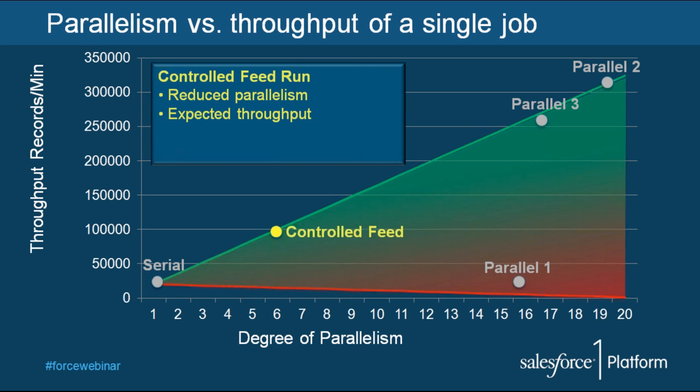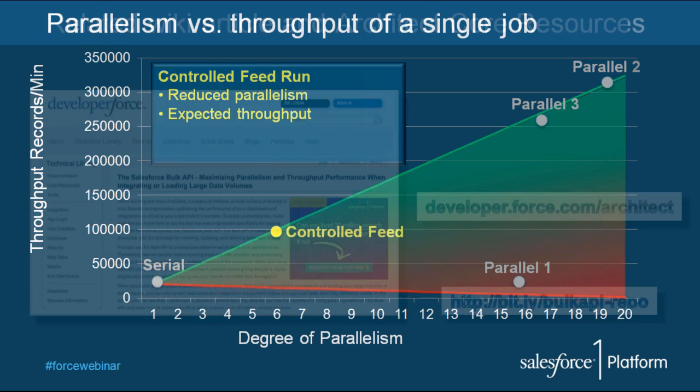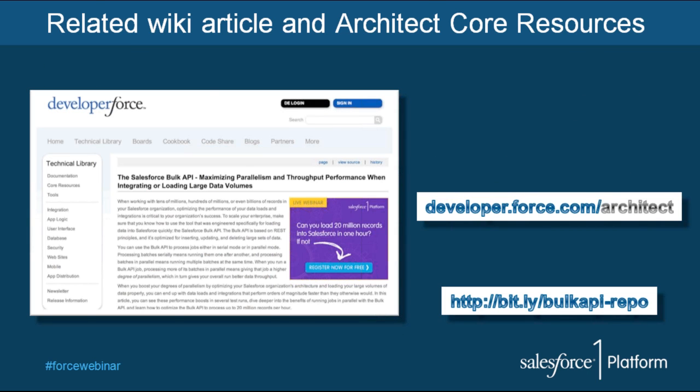That you can take a look at. And so if we plot those controlled feed loads on the graph, the one quick thing that I wanted to point out here, because this graph is not in the wiki article, is that those loads actually fall on the optimal line, because all you're doing is throttling your degree of parallelism within those loads, but you're not inhibiting the actual throughput of those loads. So it allows you to kind of move up and down that optimal line where you want to be. Right.